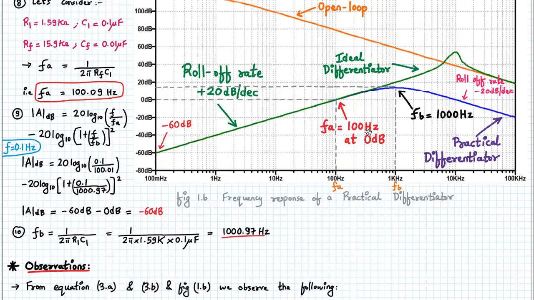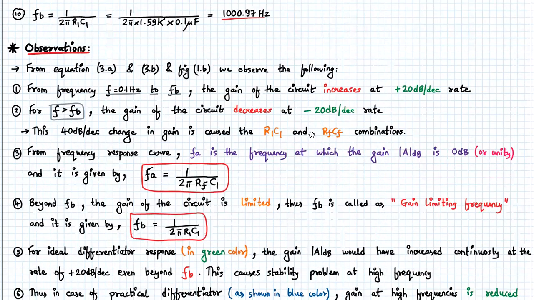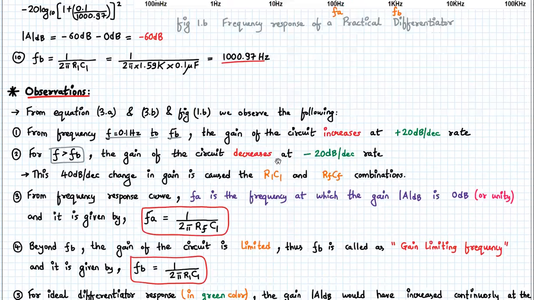Let's check that. FA is the frequency at which the gain of the practical differentiator is unity or 0 dB. That is very evident from this frequency curve. Also, beyond FB, the gain of the circuit is limited, and thus FB is called the gain limiting frequency. It is given by FB is equal to 1 upon 2 pi R1 into C1. So beyond FB, as you can see over here, the gain of the practical differentiator is limited. That is why FB is called the gain limiting frequency. That's what is written over here.